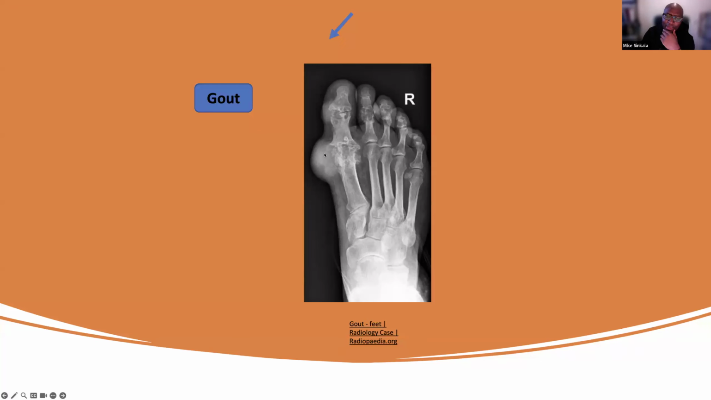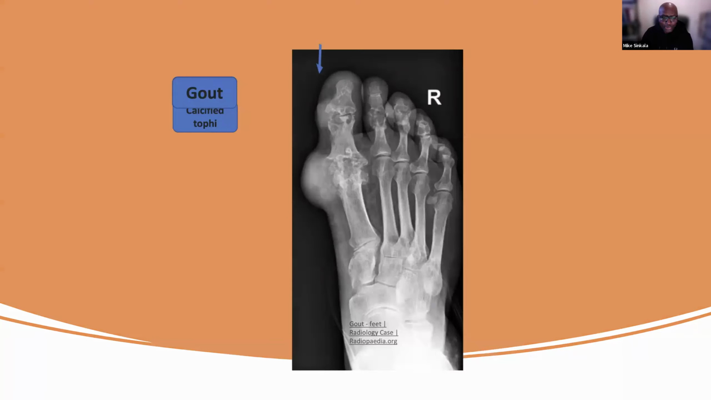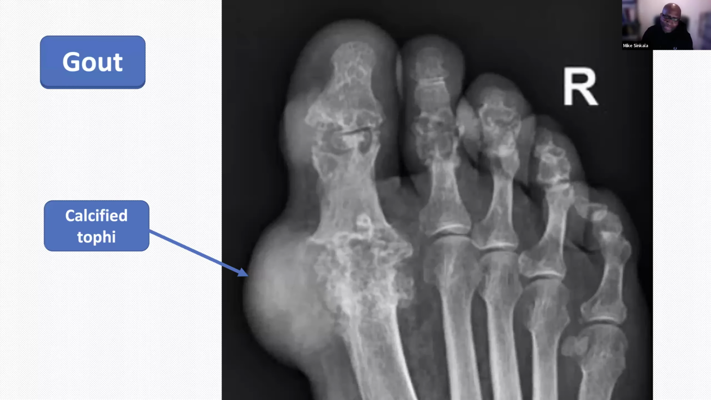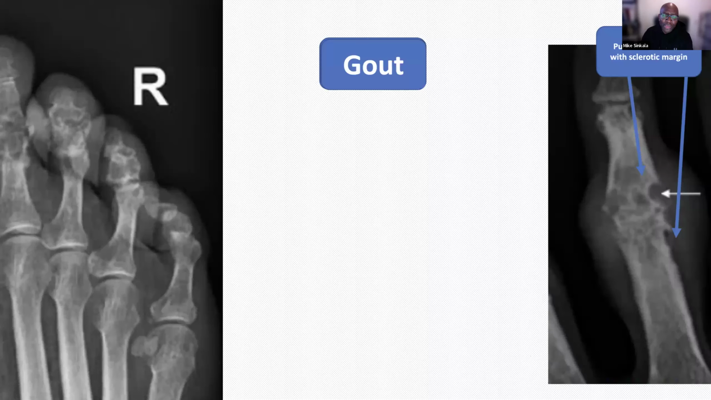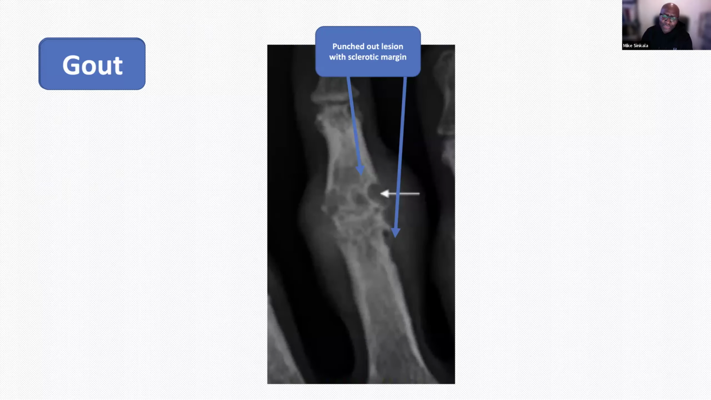So we have urate deposits in the skin. There's soft tissue swelling with increased soft tissue density, predominantly involving the hallux. And then you tend to have what is called punched out erosions with overhanging margins. If this is a male patient, you are definitely right to diagnose this patient as having gout. So gout will appear that way. It will have calcified tophus, which is actually uric deposit, in the soft tissues, particularly of the hallux. And then the bones will be normal in density, but you will also have punched out lesions with sclerotic margins or overhanging edges. So that is gout.